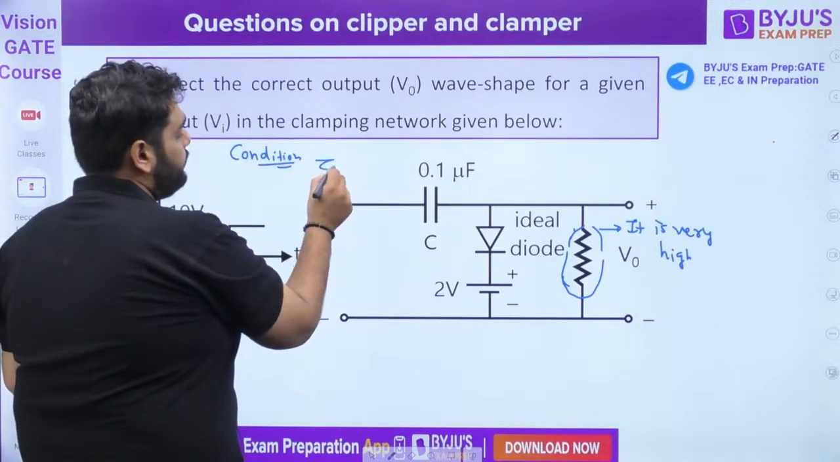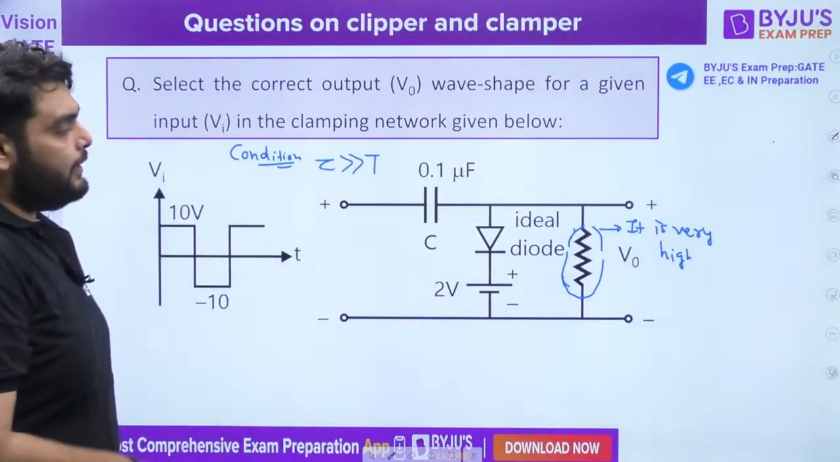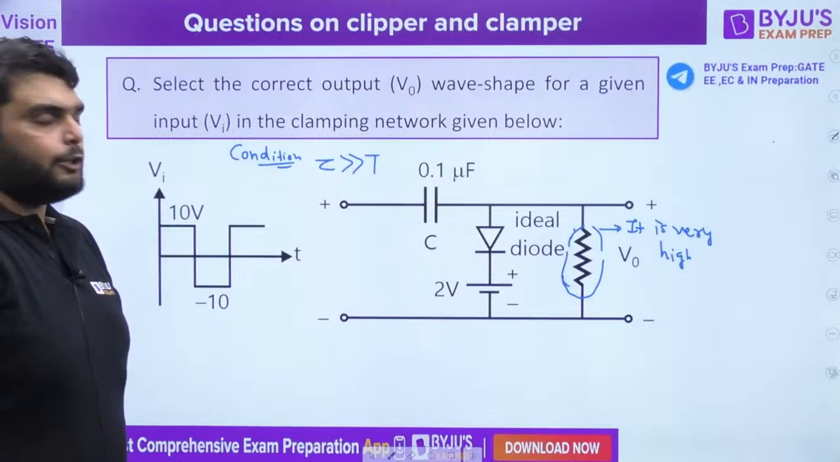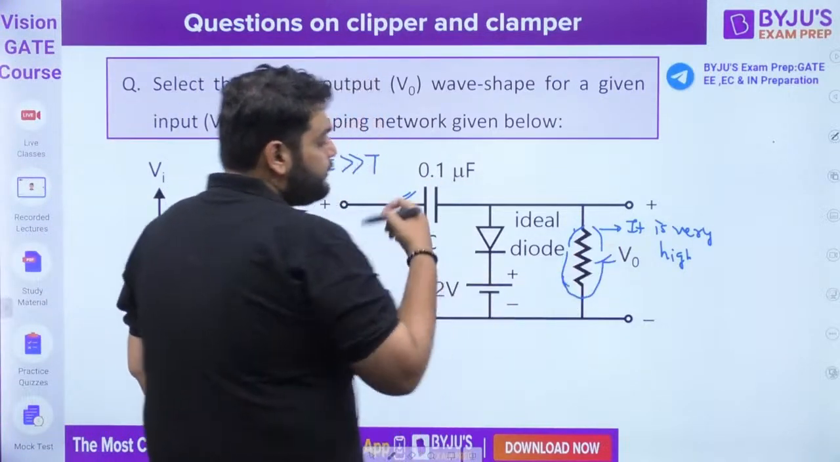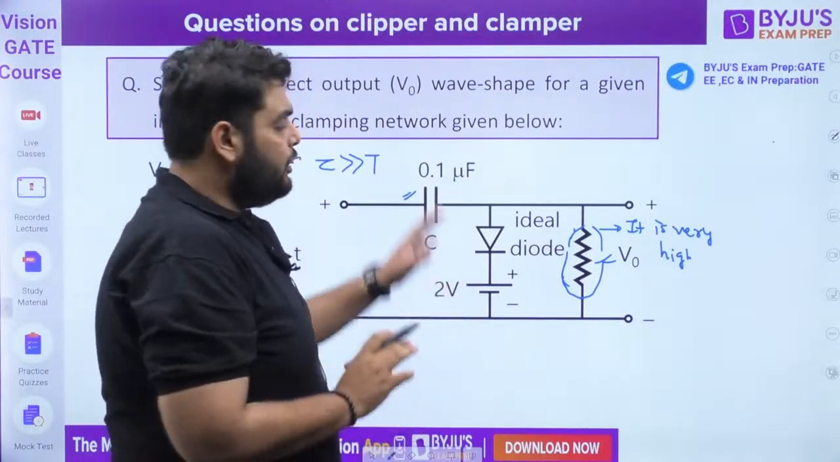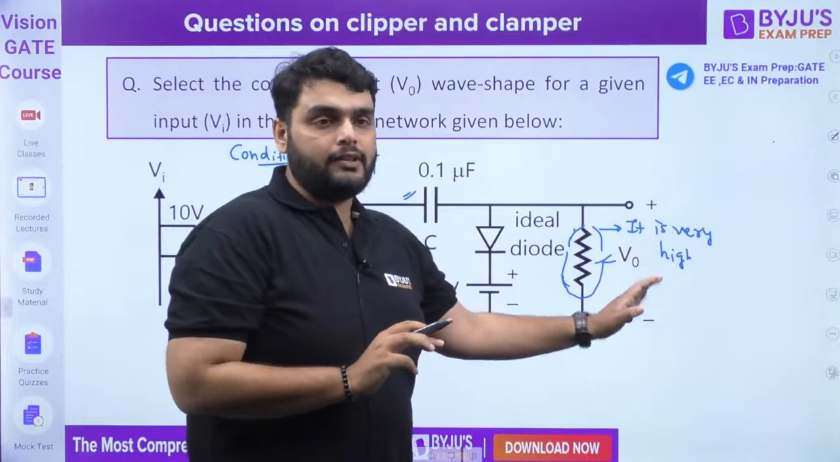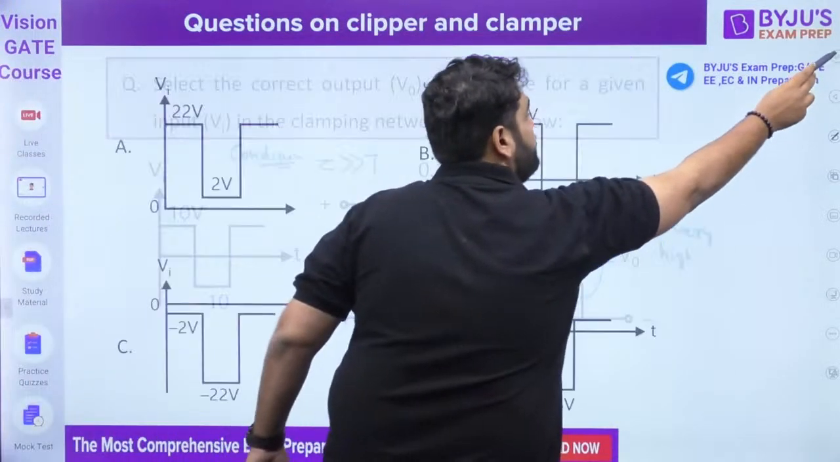That time constant must be very, very higher than the time period. Time constant must be very higher than a time period, or more than T/2. So here you can see we have a capacitor and a resistor. Since the value of the resistor is not given, you can assume it is very high, so you can ignore that particular resistor.